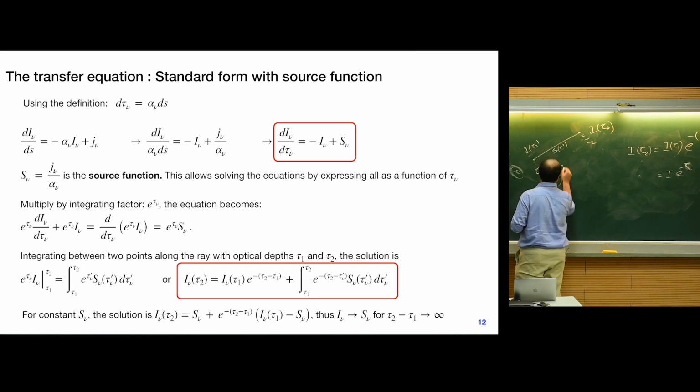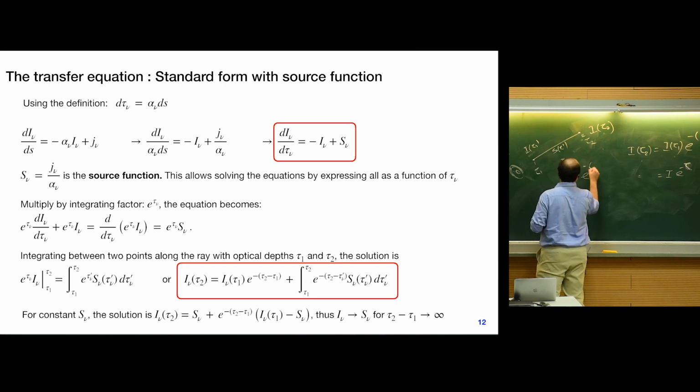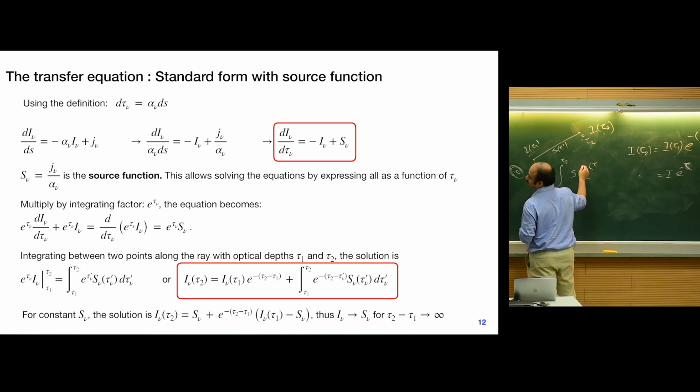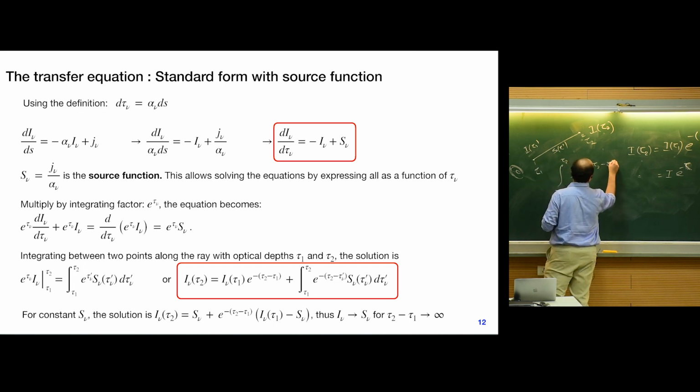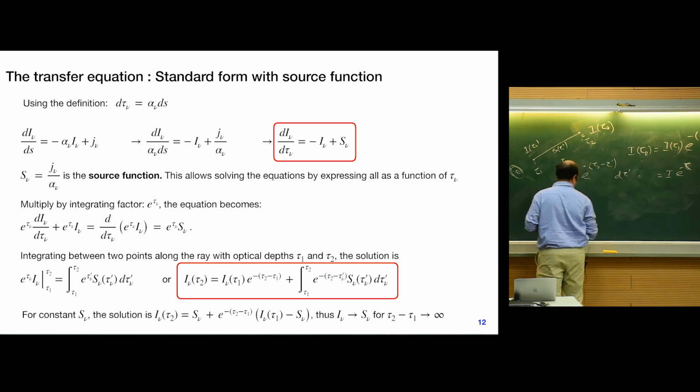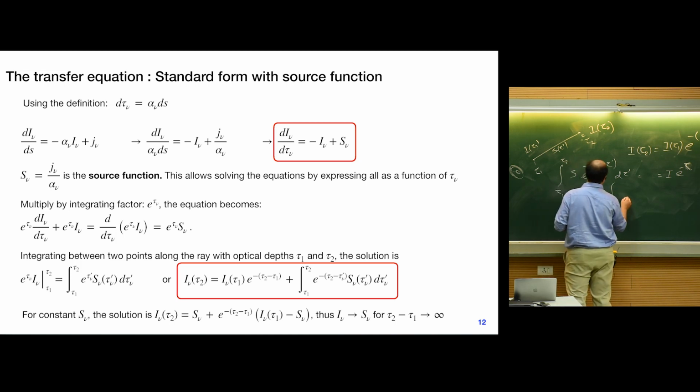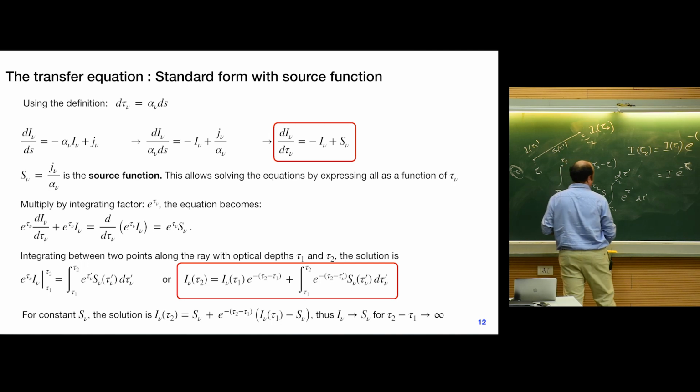integral from tau 1 to tau 2 of the source function times exponential minus tau 2 minus tau prime, d tau prime. That's what it is, right? Tau 2 is just constant, so we'll take it out of the integral. And S is also constant, so take it out of the integral. So exponential minus tau 2, this equals S times the integral of e to the power tau prime, d tau prime, from tau 1 to tau 2.